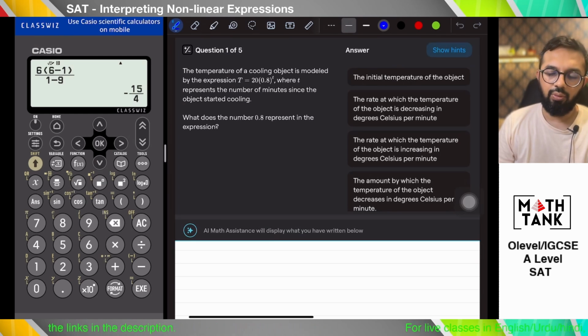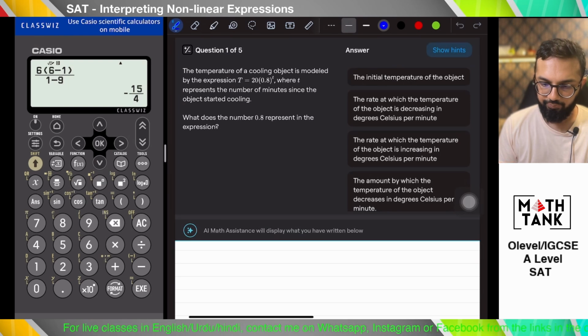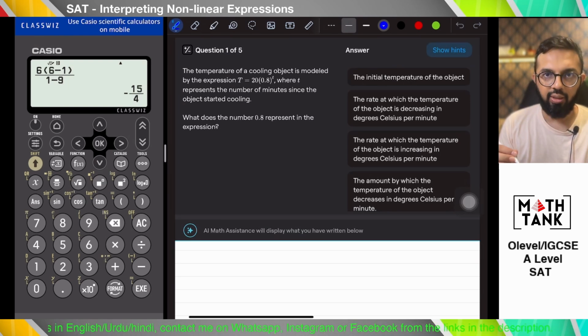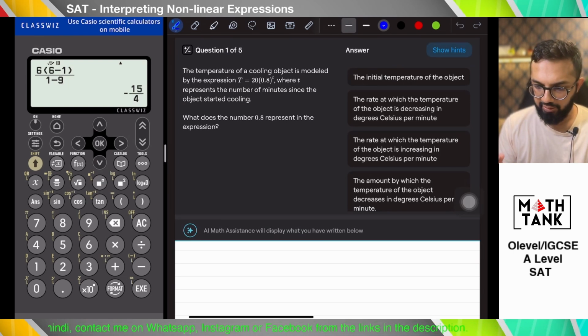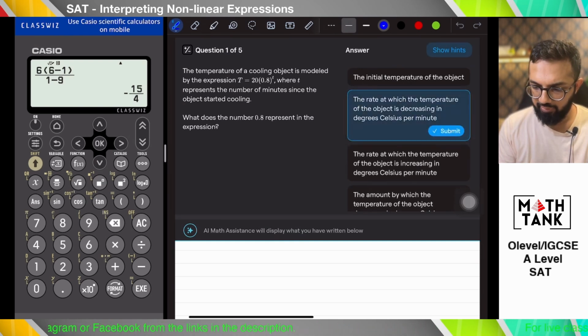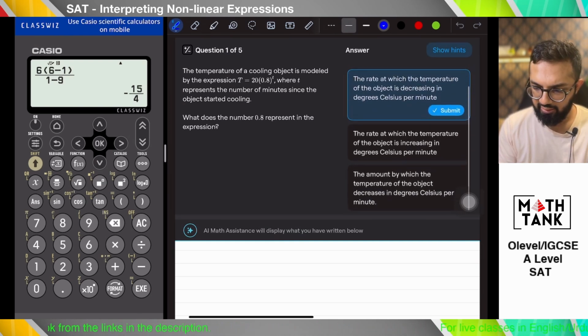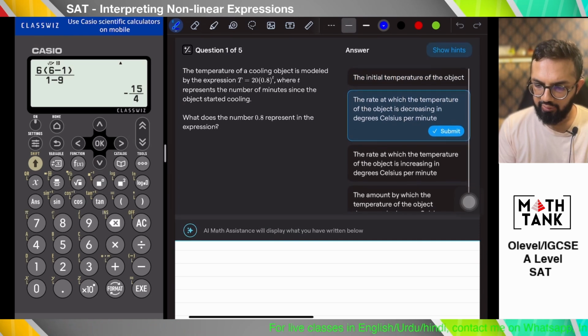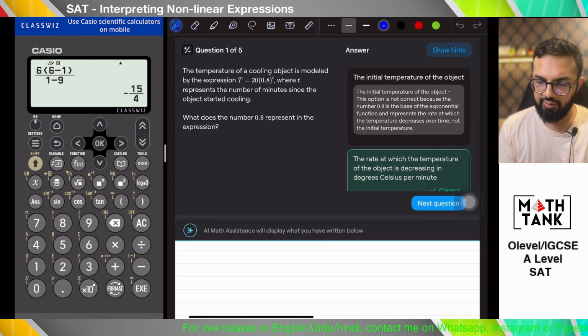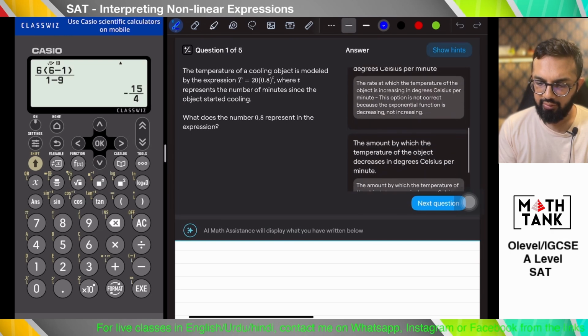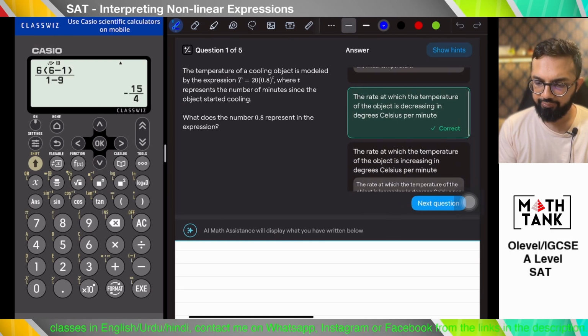It says the temperature of a cooling object is modeled by the expression, where T represents the number of minutes since the object started cooling. What does the number 0.8 represent in the expression? So again, 0.8 is equal to 1 plus R, but since it's decreasing, I should be careful about this. It's the rate, not the amount. Yes, the rate. The other answer options are wrong.